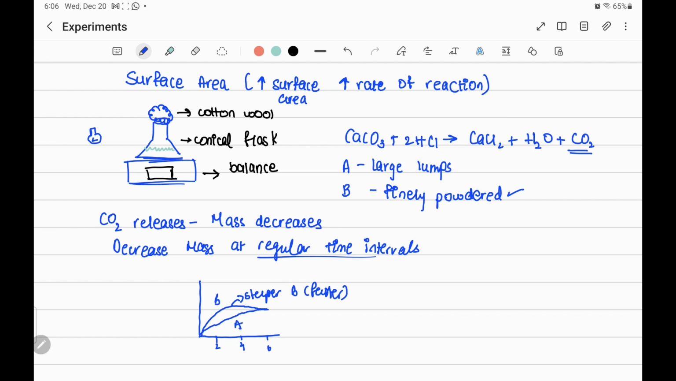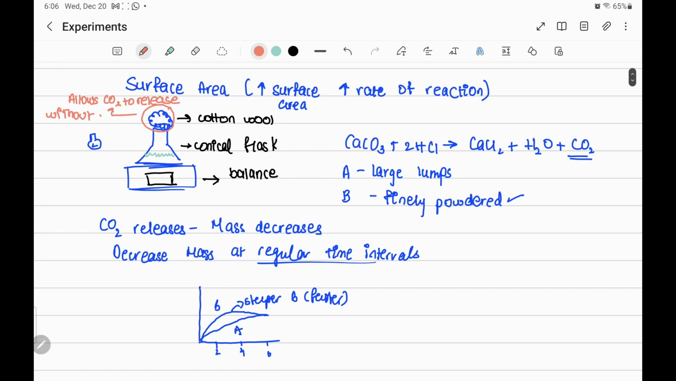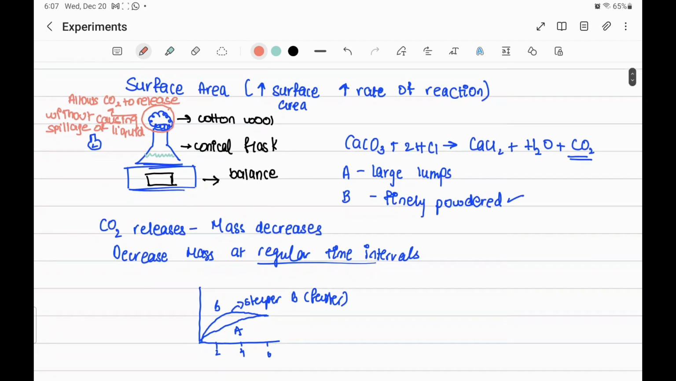Now, they might ask you why you are using cotton wool. The reason you're using cotton wool is because it allows carbon dioxide to release without causing spillage of liquid. So cotton wool allows carbon dioxide to escape into the air, and it also prevents the spillage of liquid. So that is your experiment for surface area.